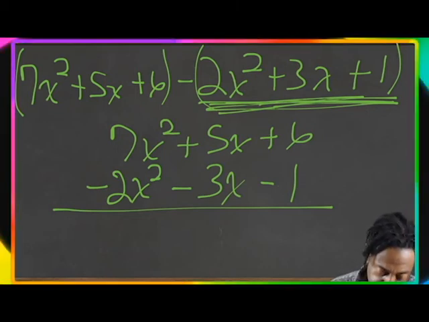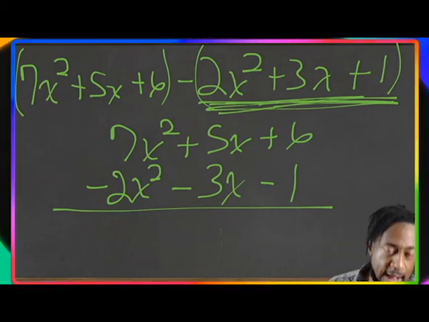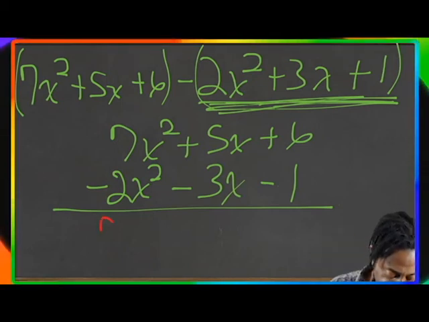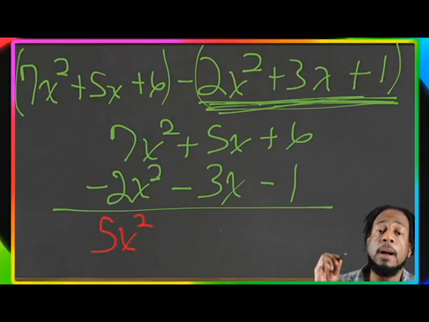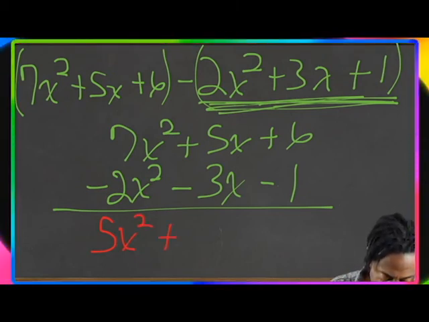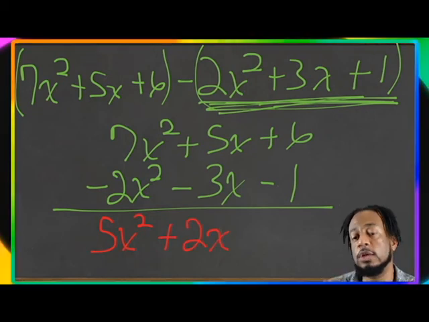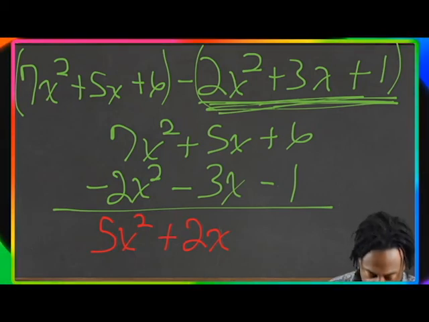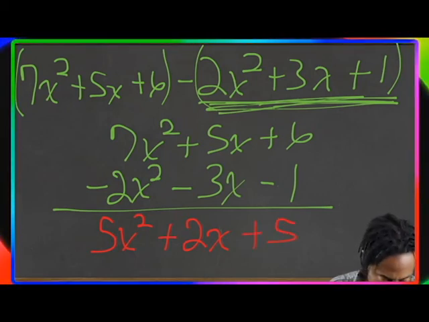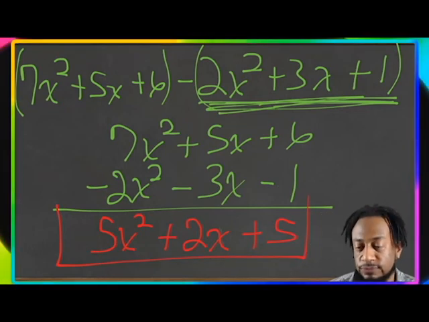Put it back in red. 7 minus 2 is 5x squared. 5x minus 3x is a positive 2x. Use your number line. If you don't understand how to do integers, use your number line. Plus 6 minus 1 is a plus 5. That's the answer. Box it up. Ship it out. Okay?